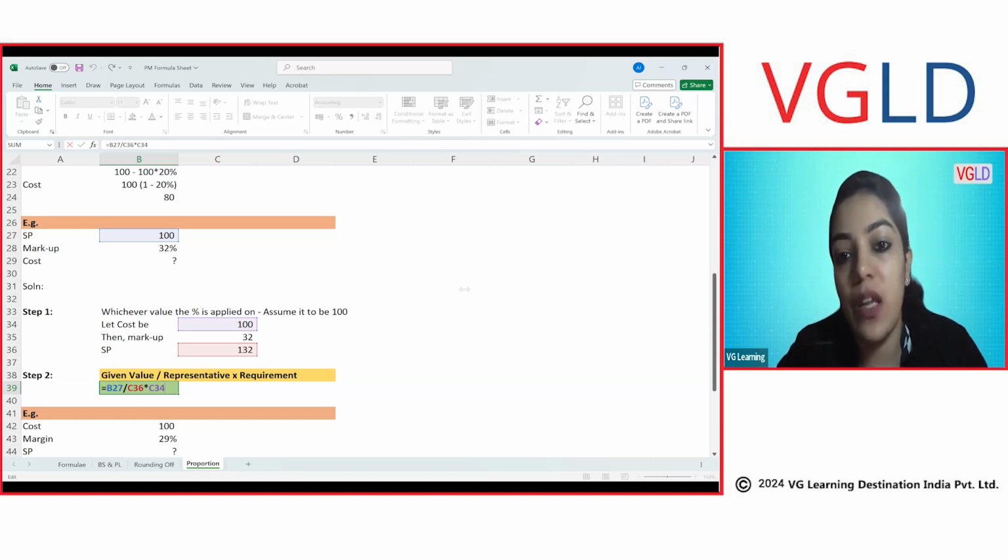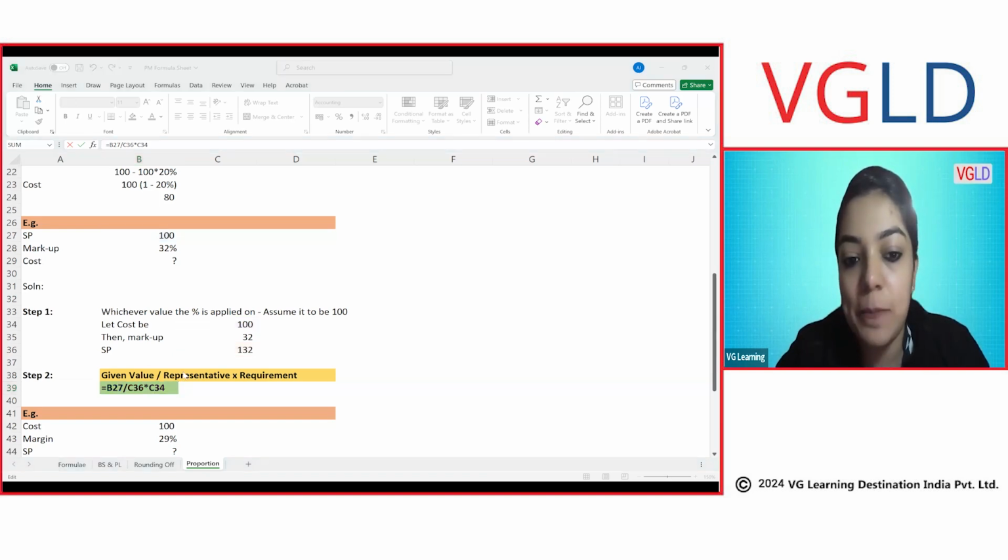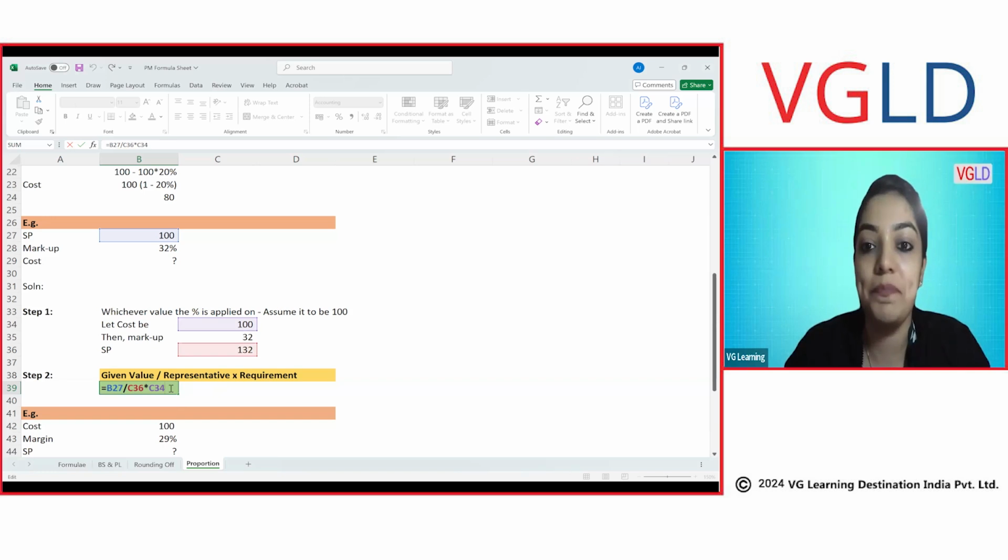Yes, this is unitary method only. I'm just trying to standardize it by giving this nomenclature. Given value divided by representative into requirement. And let me tell you, I've been using it since my CPT days. That was in 2013. And it's been very, very helpful for me.